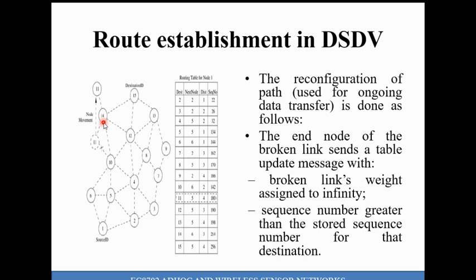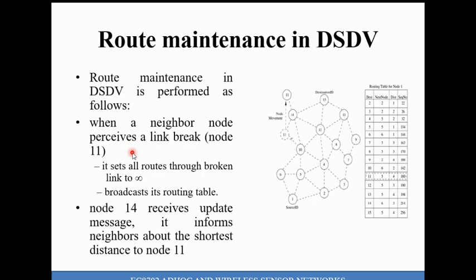Now node 14 also maintains its table like this. It will change the sequence number to one greater than the previous one, and again it starts flooding that information to the entire network. Then all the nodes receiving this information have to update this newly updated information.